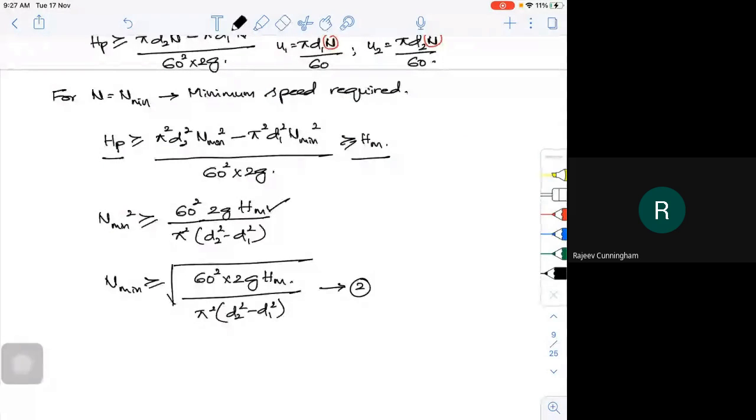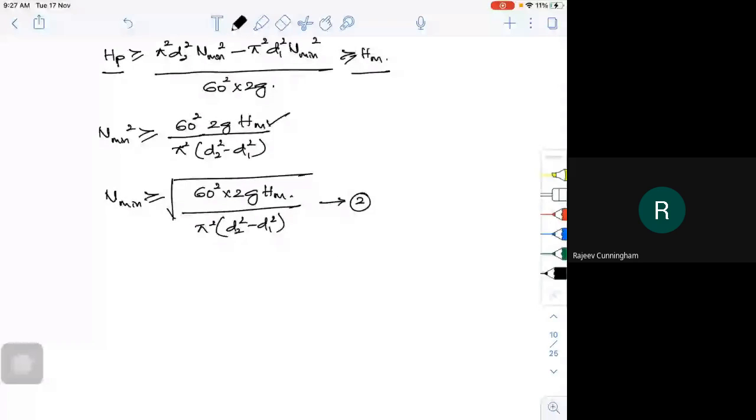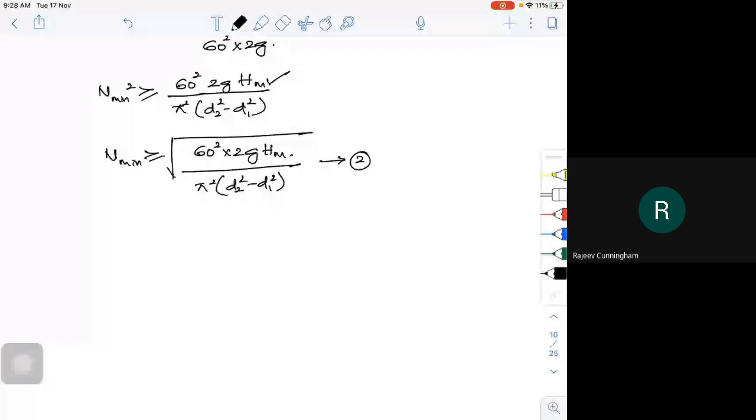So now if you look closely, I can get the minimum starting speed using this formula: N minimum is greater than or equal to square root of 60 squared into 2 g H_m, the manometric head, divided by pi squared into D2 squared minus D1 squared, where D2 is the diameter and D1 is the half diameter. This is for a centrifugal pump.